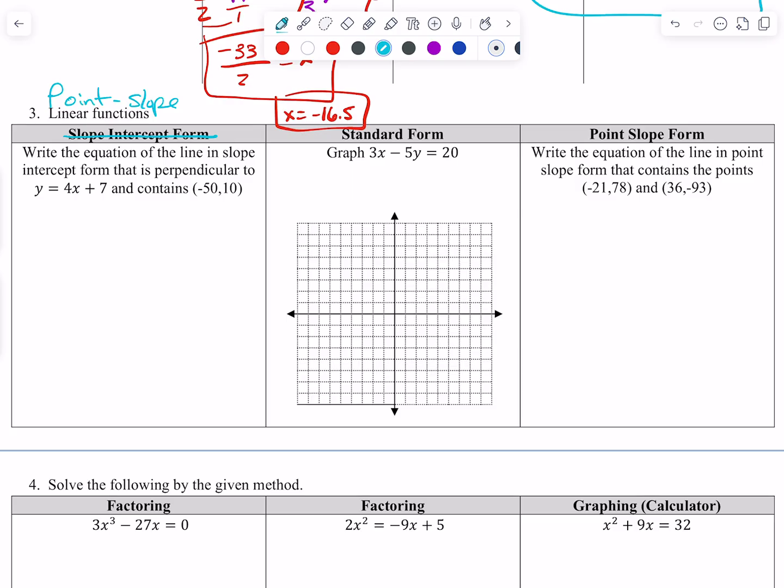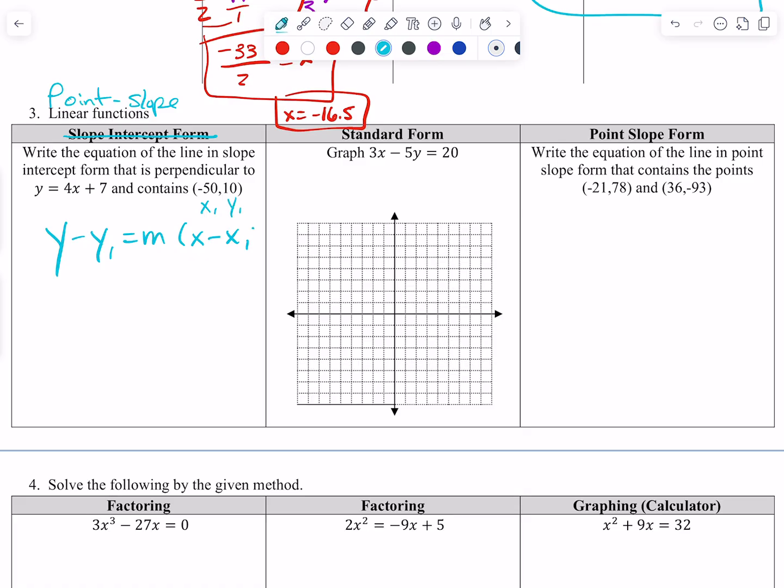So we're looking for the equation that's perpendicular to this one, and we want to put it in point slope. So they give us a point, and it goes through this point. And so what we do is we're going to write down point slope, which again, you don't have to memorize. I will give it to you the day of the test. Negative 50 is your x sub 1, the 10 is your y sub 1.